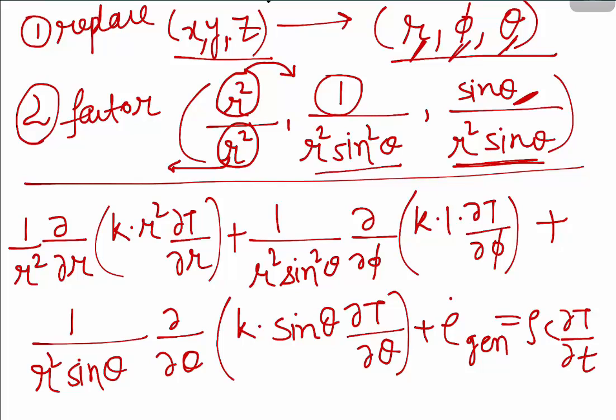So this is our differential heat conduction equation in spherical coordinates. It is very easy. You just have to remember two steps: replace x, y, z with r, phi, theta and use transformation factor. And remember that whatever is in numerator will go inside the bracket and whatever is in denominator will stay outside the bracket. Very easy.